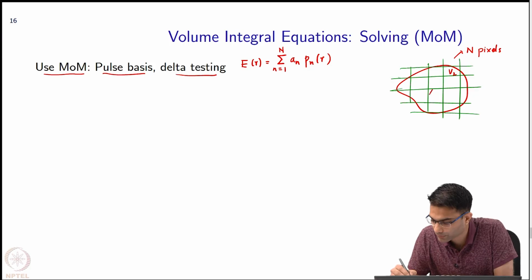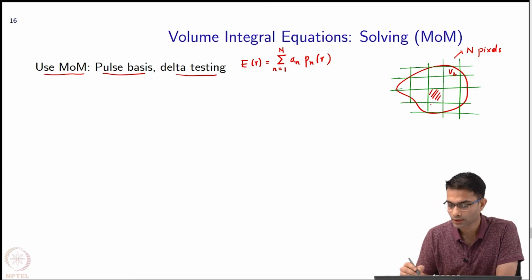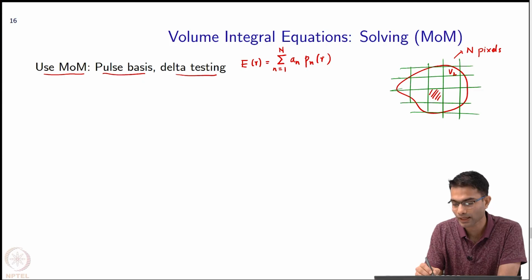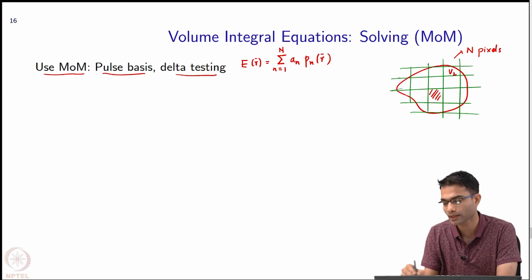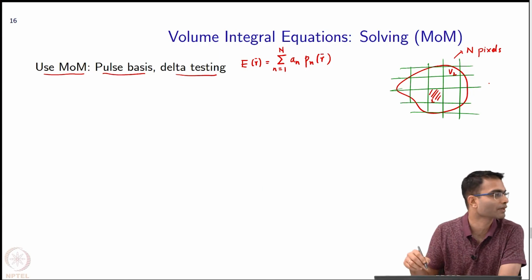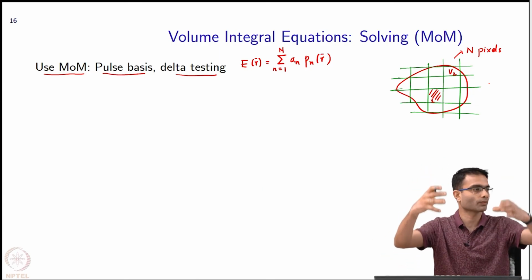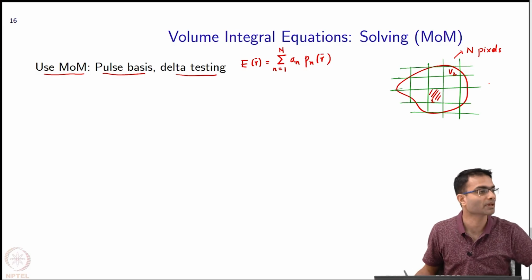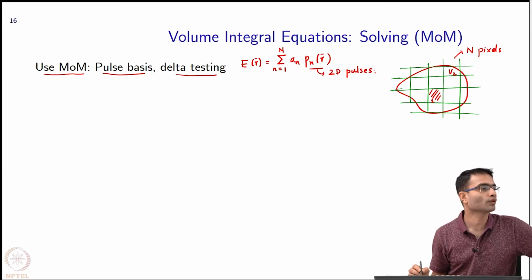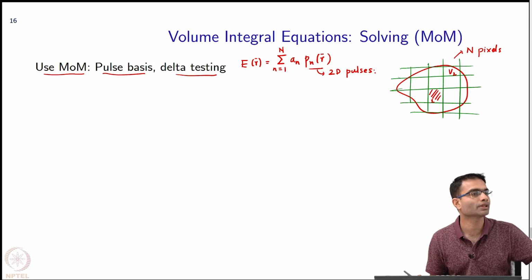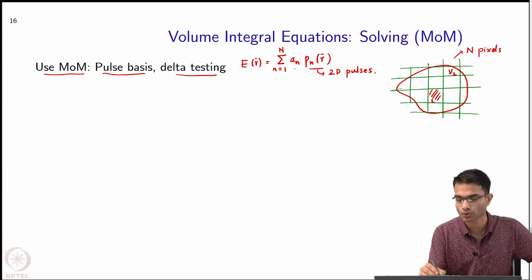If I take this to be the nth pulse, so I am being a little lazy in just writing r, actually it is the vector r. It is a 2-dimensional problem, so it is a vector r. So, this P_n(r) is 1 over here and 0 everywhere else, right. It is like a column of height 1, 0 everywhere else. These are my 2D pulse basis functions. So, remember that these are 2D pulses. The unknown was electric field, now the new unknown is a_n, right. So, I have to solve for these.